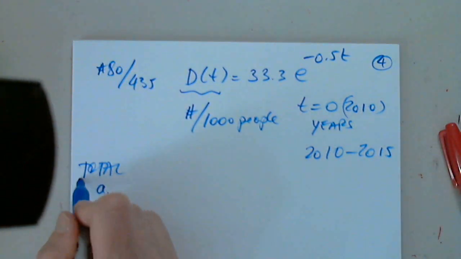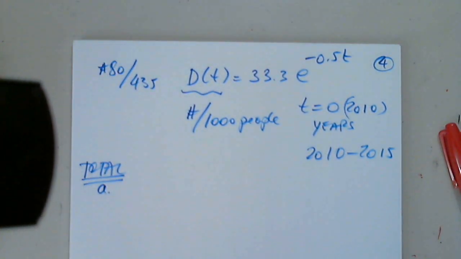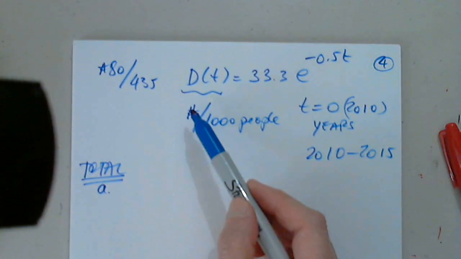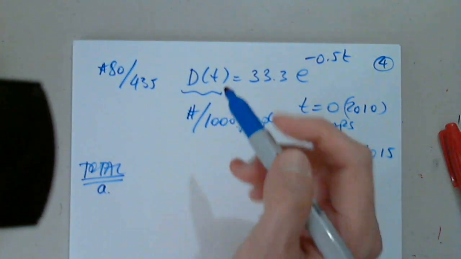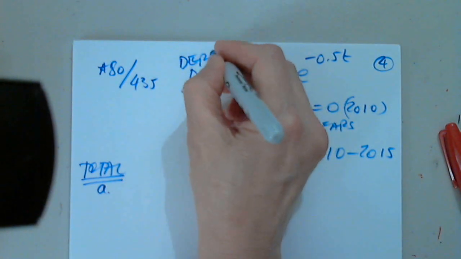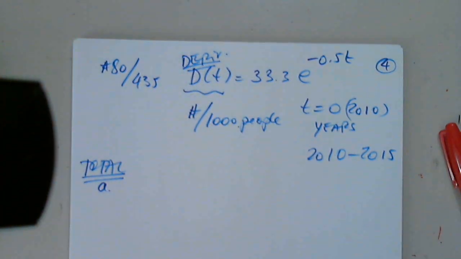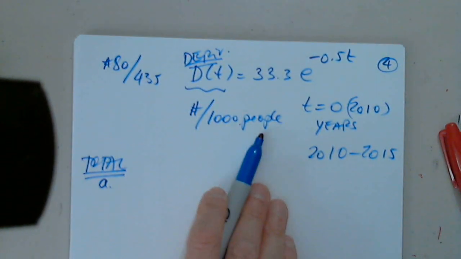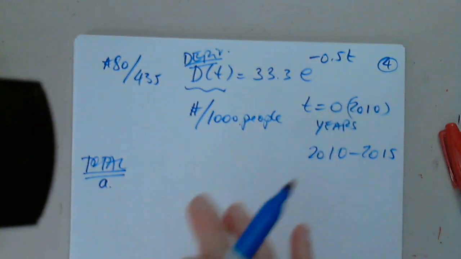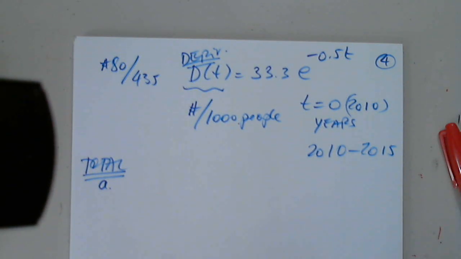How do I determine the total number of divorces? So this is in number of divorces per people. So this is a derivative because it's a rate of change. It has two measurement units: number of divorces per people, per 1,000 people. So I'm given a derivative and I'm asked to find the total number of divorces. How do I start? What is the idea here?